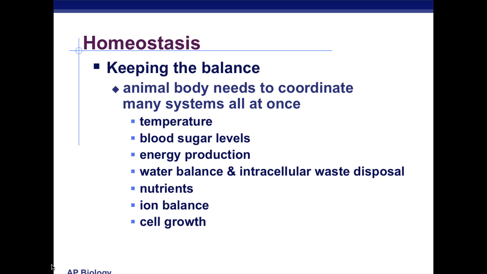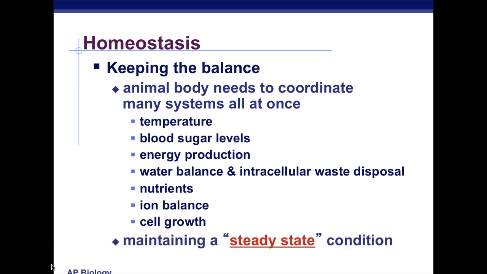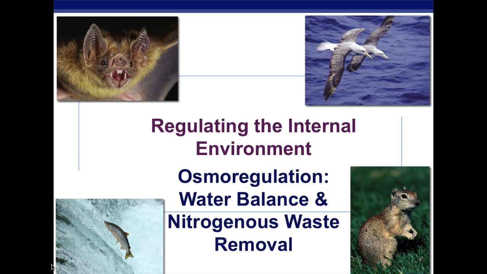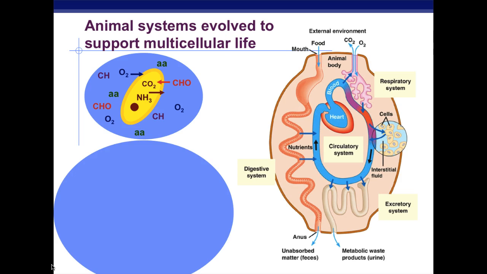And some of these things that we have to maintain at homeostasis are things like temperature, blood sugar levels, energy production, water balance, which is going to be the focus of this particular PowerPoint, nutrients, ion balance, and cell growth. Maintaining a steady state is what is known as homeostasis. So regulating the internal environment with regard to osmoregulation, meaning maintaining water balance and the removal of nitrogenous waste.